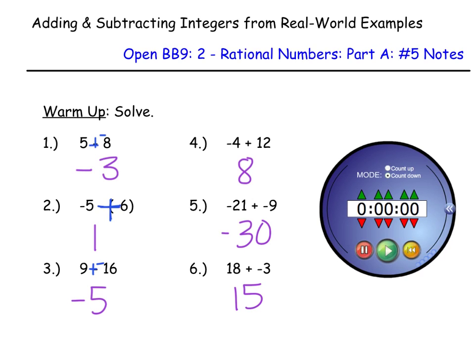So you'll notice the answers are -3, number 2 is 1, number 3 is -5, number 4 is 8, number 5 is -30, and number 6 is 15.